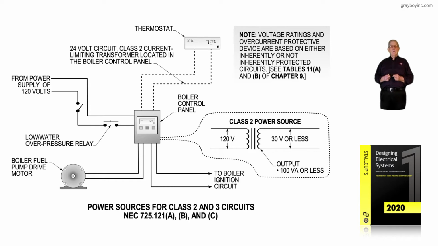There's basically two of them shown in the drawing. But we also have a 24 volt circuit, Class 2, current limiting transformer located in the boiler control panel. Now, the Class 2 circuit is a 120 volt rated circuit at 30 volts or less.